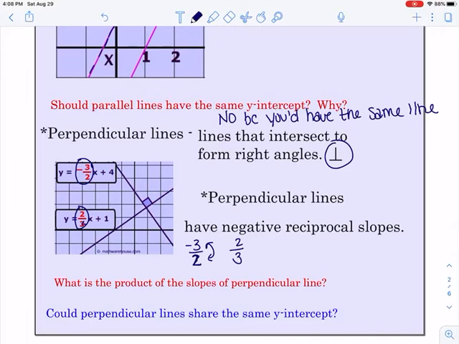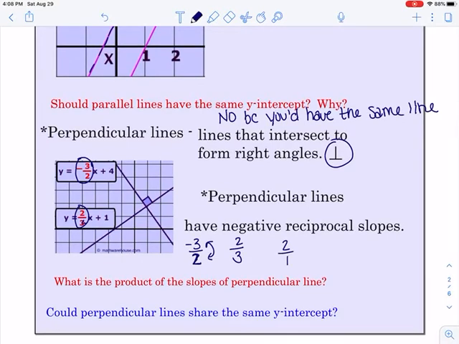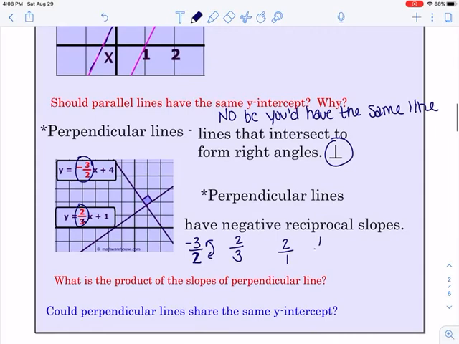And just keep in mind, if you were going to flip 2, and 2 isn't a fraction to begin with, stick it over 1. Then when I flip that, it'll become 1 over 2. And again, negative 1 over 2 would be its negative reciprocal.